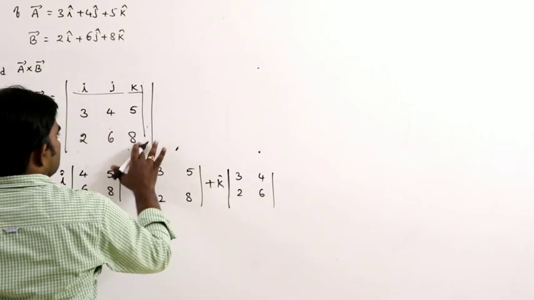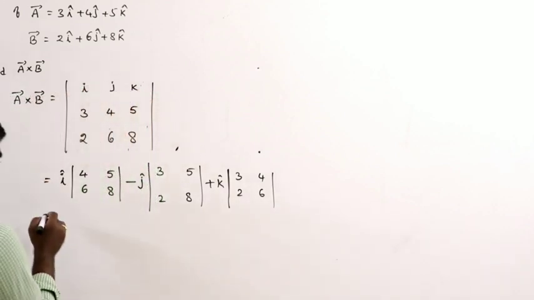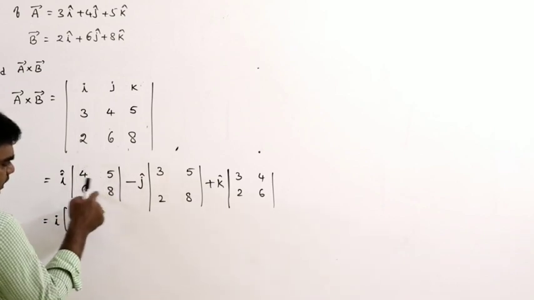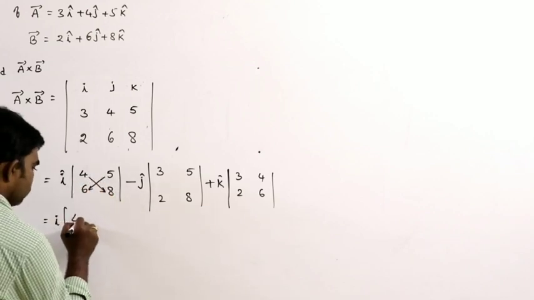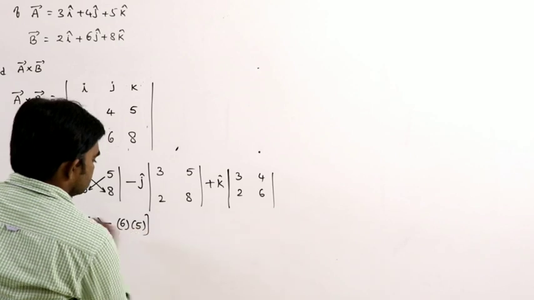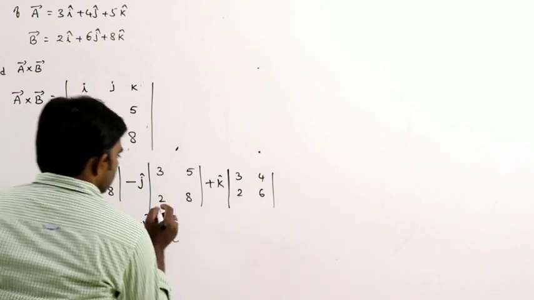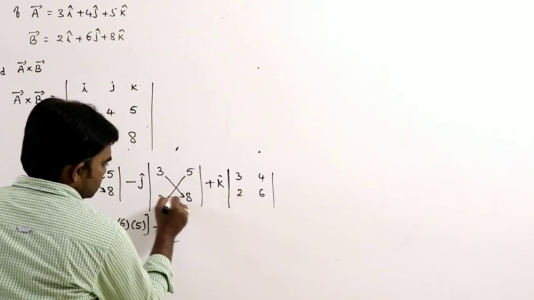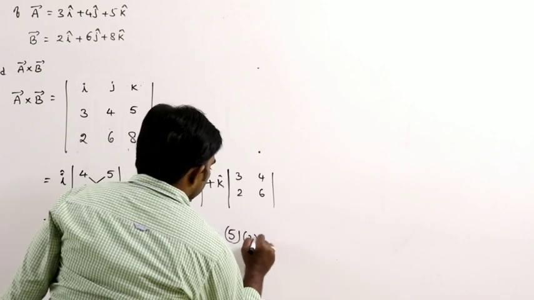Next, do the calculation here. That is equal to i into, A, B, C, D, we can write AD minus BC. That means 4 into 8 minus 6 into 5. Next, minus j into, again A, B, C, D, AD minus BC. So that is 3 into 8 minus 5 into 2.